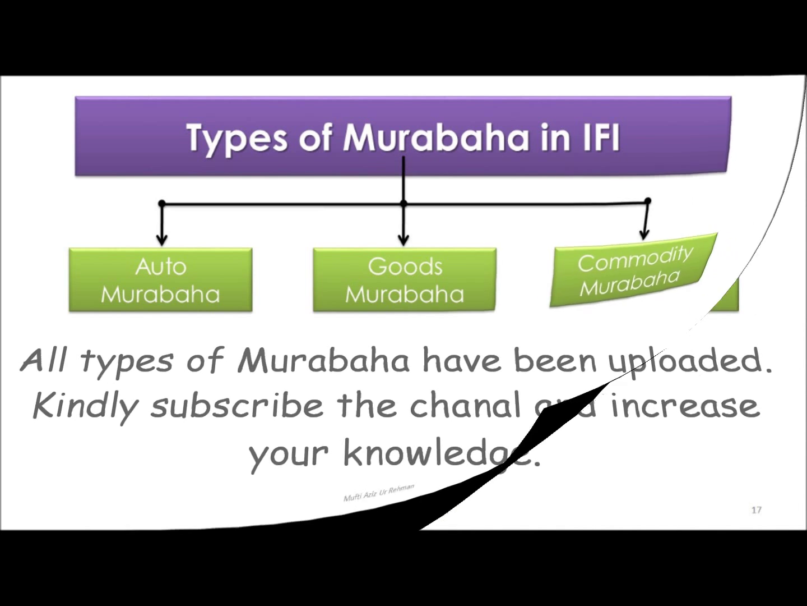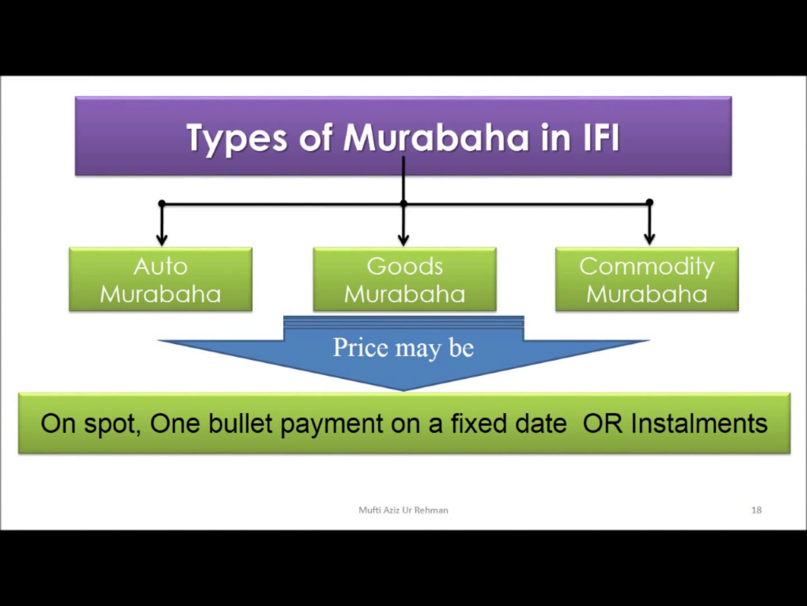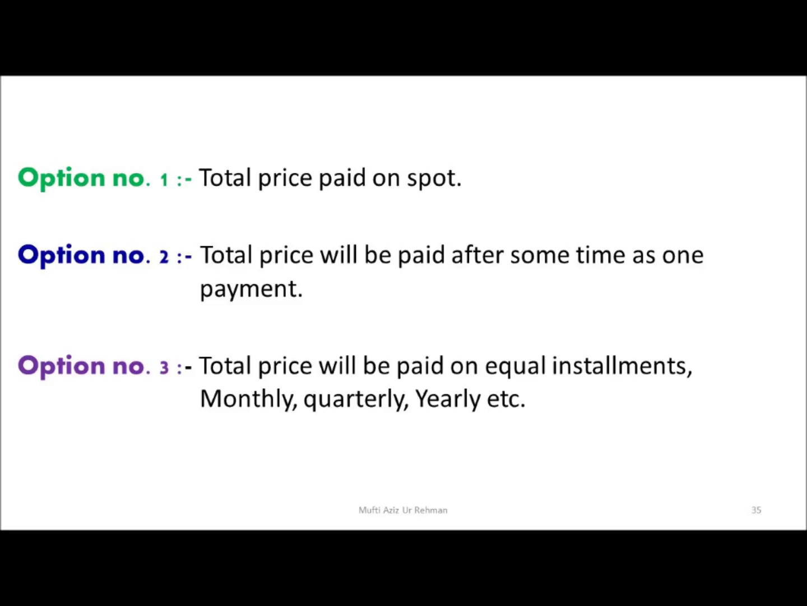In all 3 of these Murabahas, price may be on spot, 1 bullet payment, or installments. Price on spot is very simple. You are taking goods and paying price, nothing else. Khalas. 1 bullet payment means you are purchasing now, but you will pay the total price after some time, for example after 1 week, 1 month, 1 year, 2 years, whatever the time is. But the total price will be one bullet payment and you will pay later on.